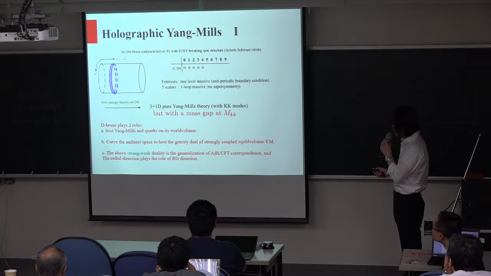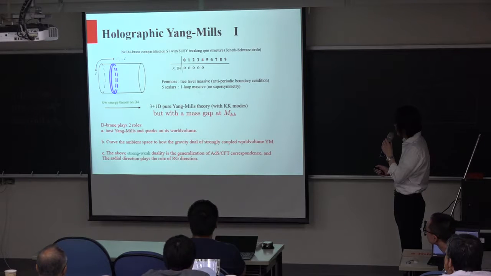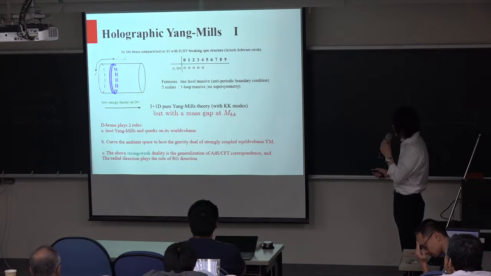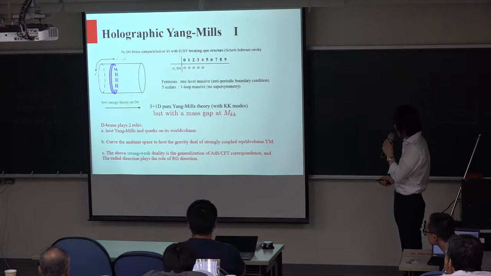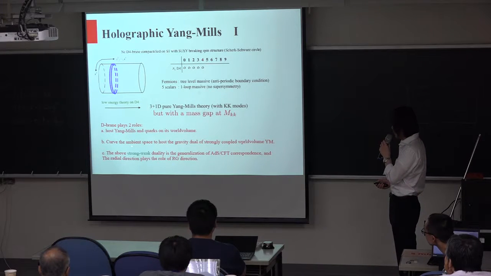What our theory is based on is, first, we use holographic Yang-Mills theory and introduce D4 branes with a number of colors Nc, and they host Yang-Mills and quarks on their world volume, and also they arrange the space to host the gravity dual of this coupled world volume. So this strong-weak duality is like a generalization of the AdS/CFT correspondence.